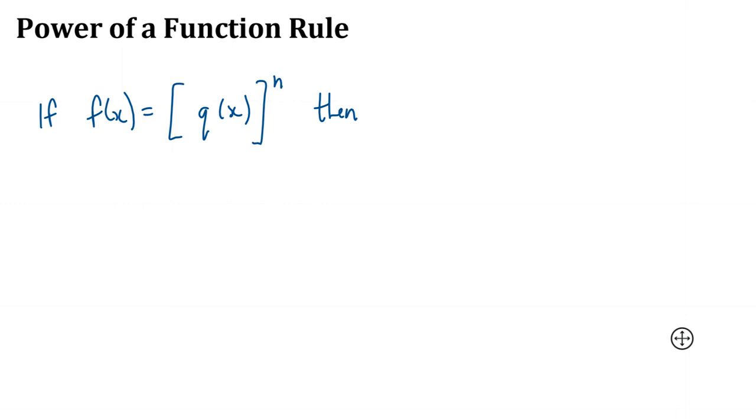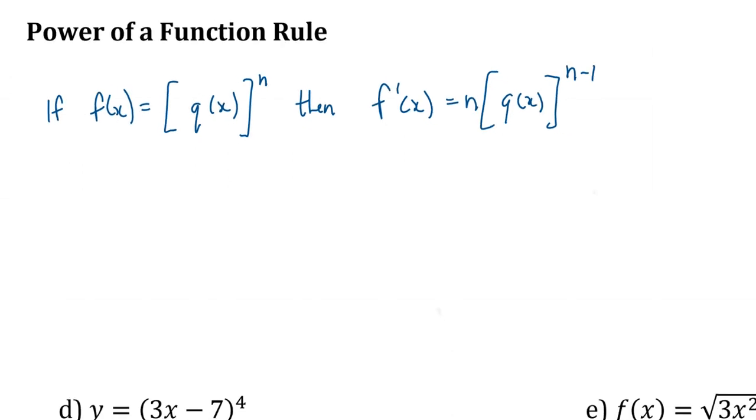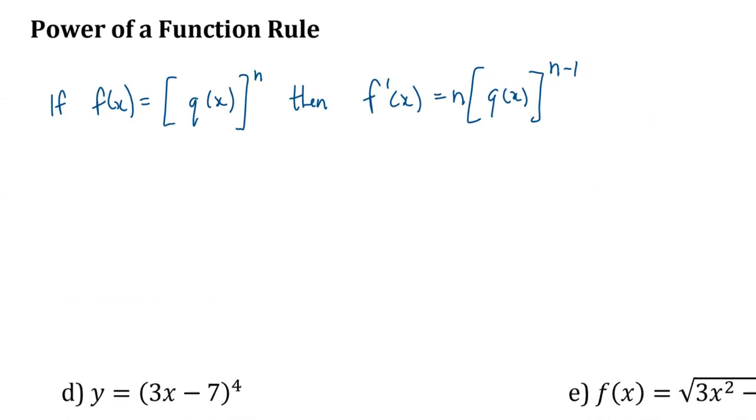So the power of a function rule is n times q at x to the n minus 1, and then what do you think? Anybody have a guess? Times the derivative of q prime.